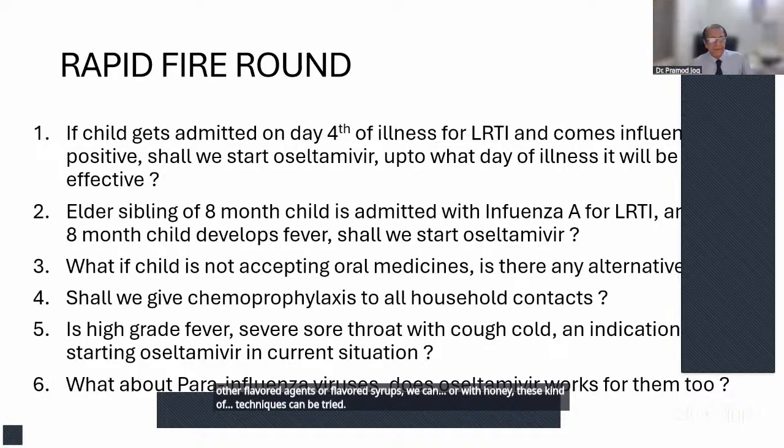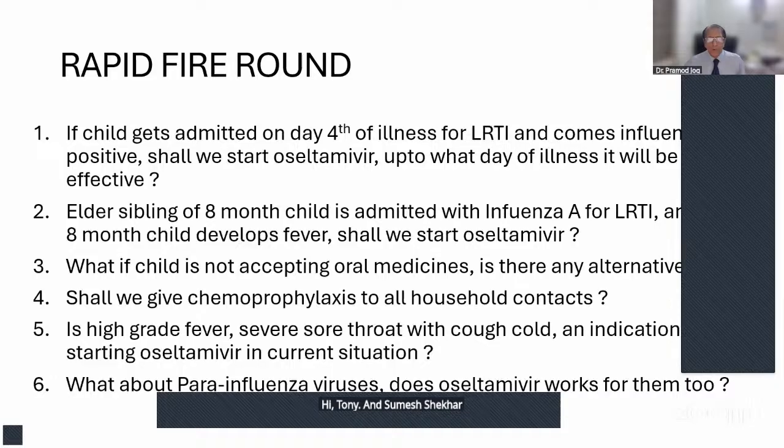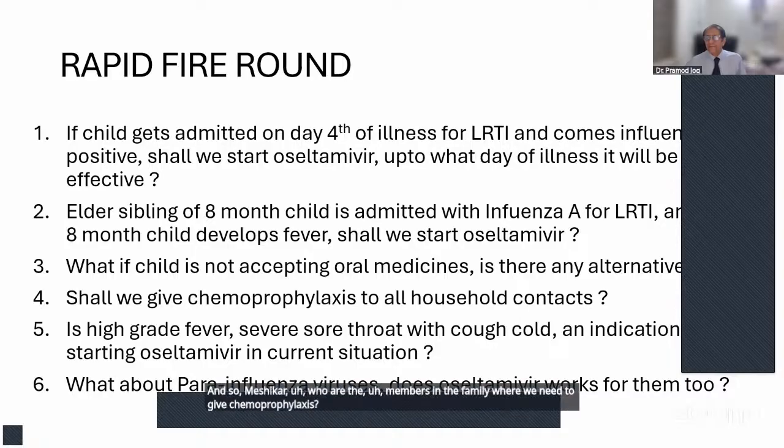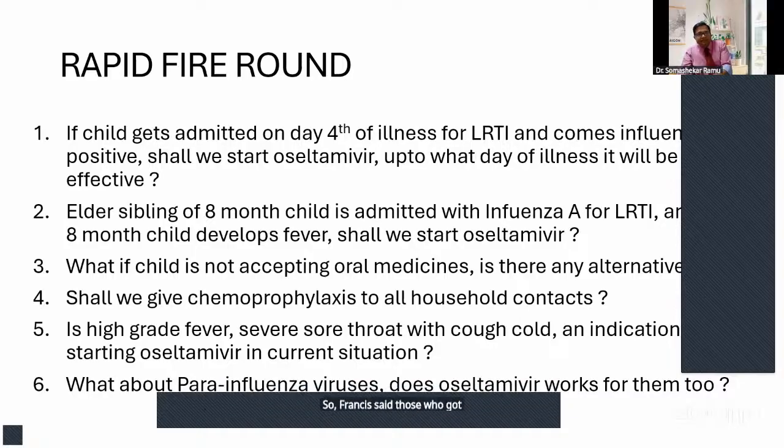Right. And Dr. Somashekar, who are the members in the family where we need to give chemoprophylaxis? Dr. Anil said those who got symptoms. One is that, another is extreme ages like less than 2 years or more than 65 years, and those who have uncontrolled asthma, diabetics, obese children, they should get chemoprophylaxis. If anybody is exposed or being treated for H1N1.